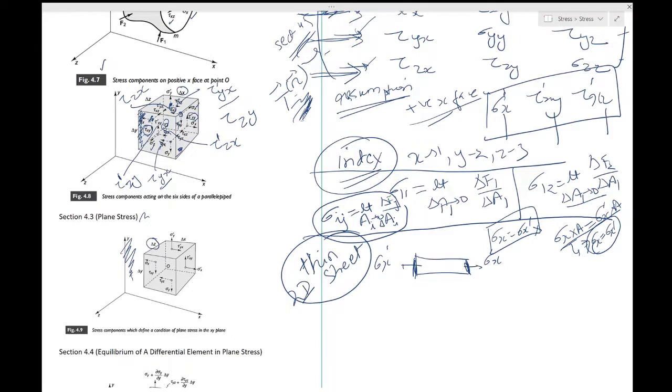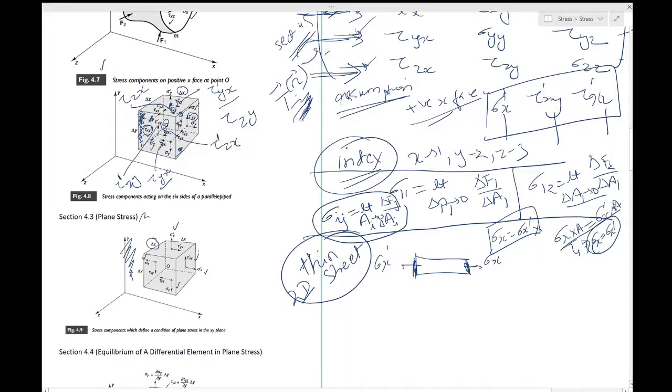So you will have the components of stress sigma x dash and sigma x. You will have sigma y dash and sigma y. You will have tau xy.